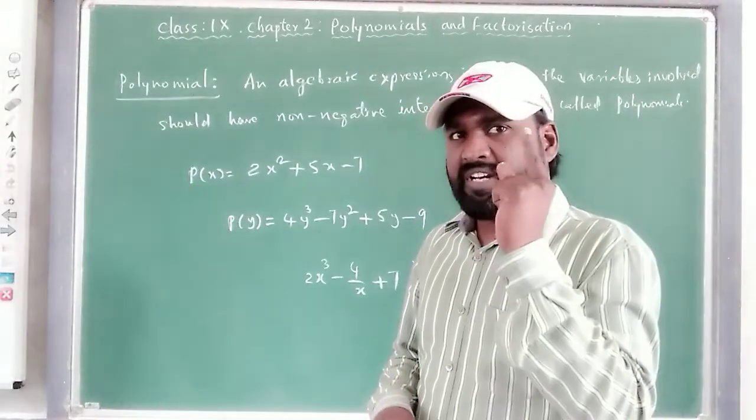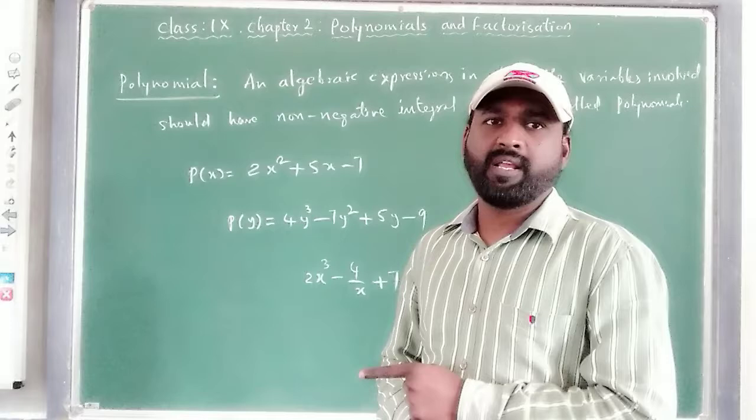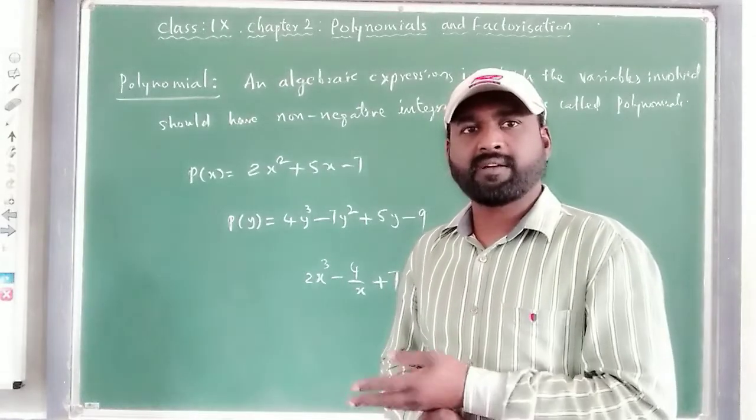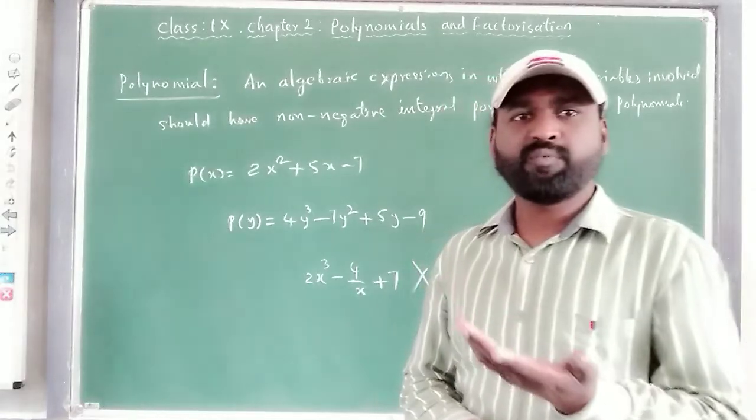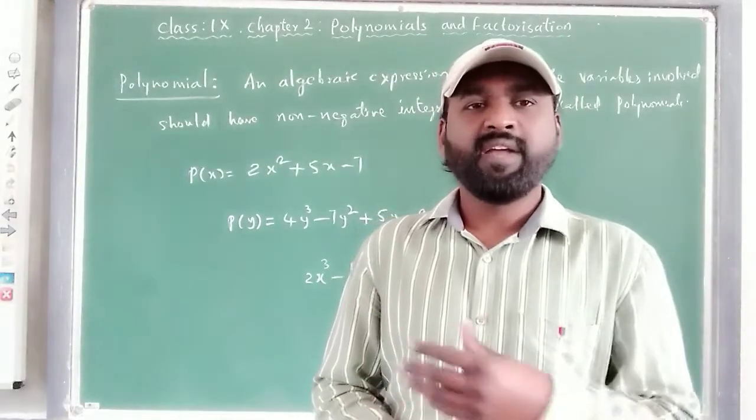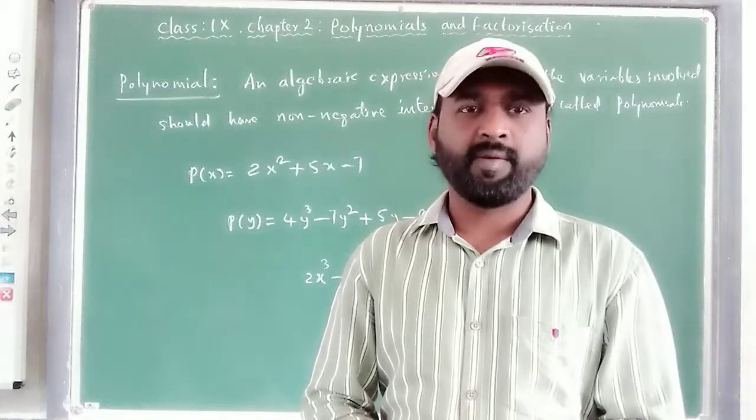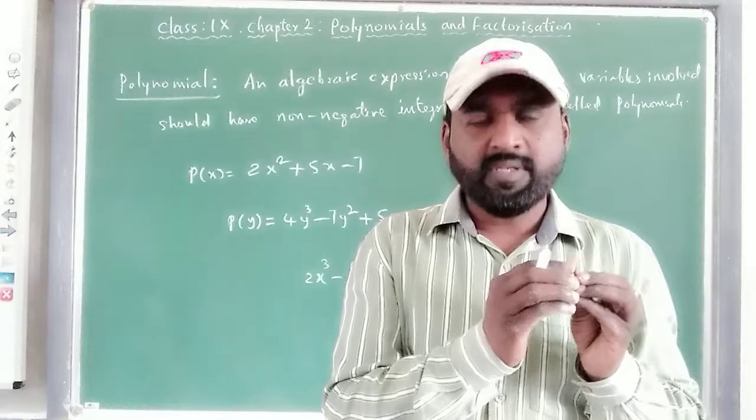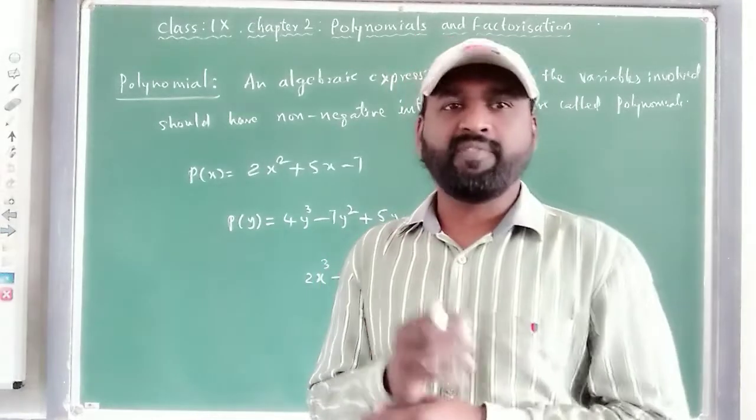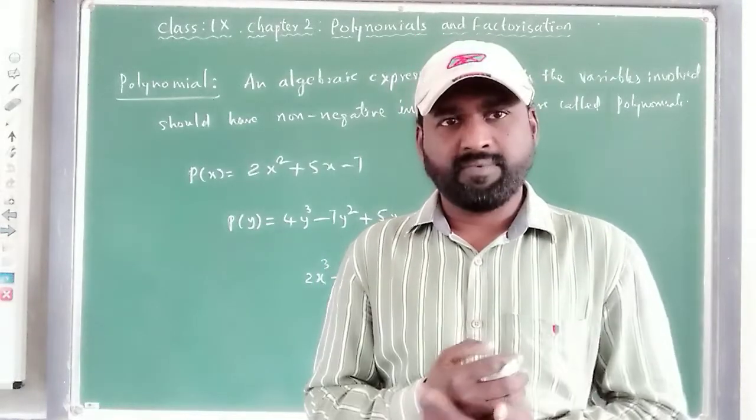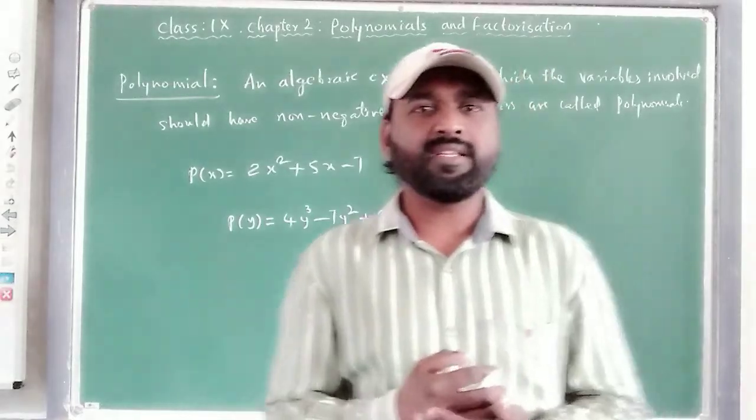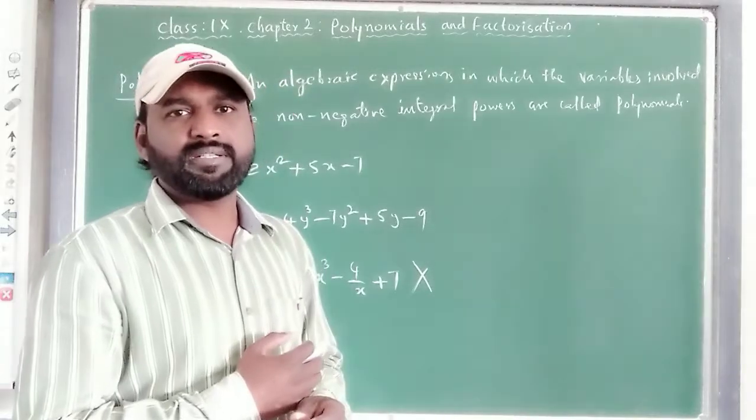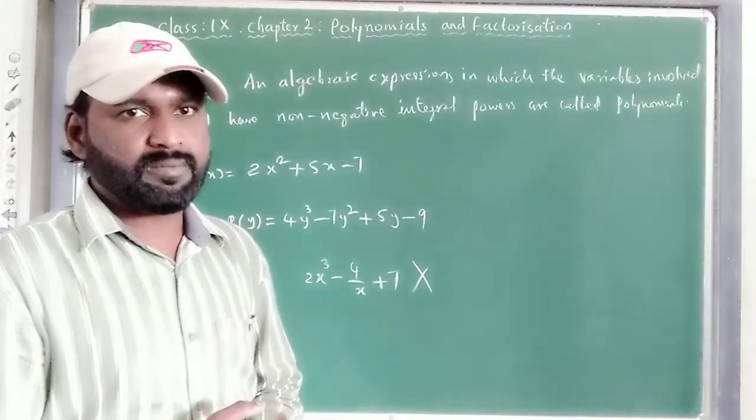If the exponent is 1, it is called a linear polynomial. If the exponent is 2, it is called a quadratic polynomial. If the exponent is 3, it is called a cubic polynomial. If the exponent is 4, it is called a fourth degree polynomial. If the exponent is n, nth degree polynomial. So polynomials are classified based on the number of terms and based on the degree of the variable. We are giving different names for the polynomials. Let's see the different types of polynomials classified based on the number of terms and based on the degree of the variables.